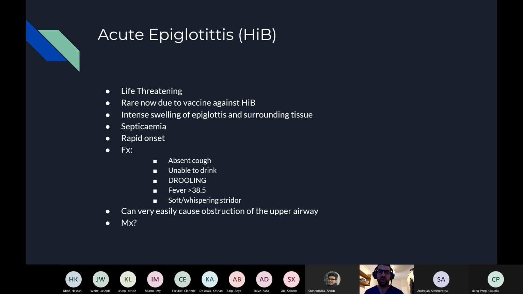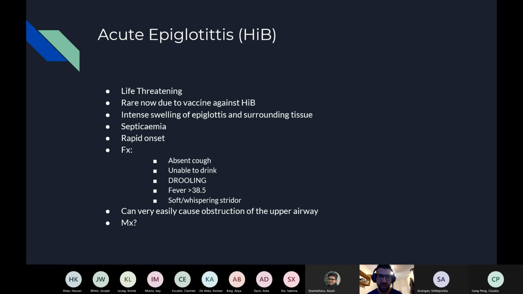There's an intense epiglottitis, which is what's causing that stridor sound. And these patients are ill. They are septic, and that's why you want to do your Sepsis 6, your septic screen. And it's a very quick onset. They're fine, and then the next minute, they're septic. They're very ill. The features they normally have: no cough, no upper respiratory symptoms. They're unable to drink because their airway is so closed off, and they're drooling because that saliva is going nowhere because they can't swallow.